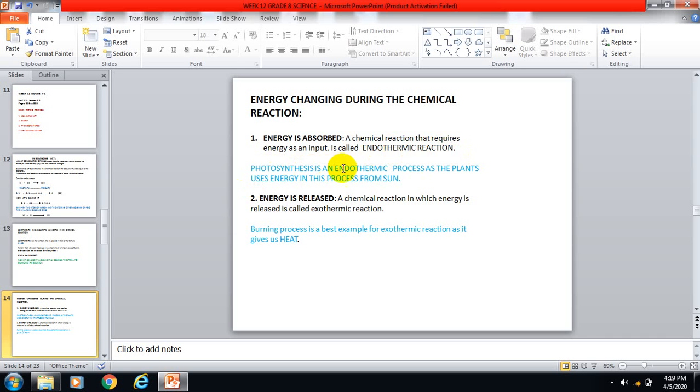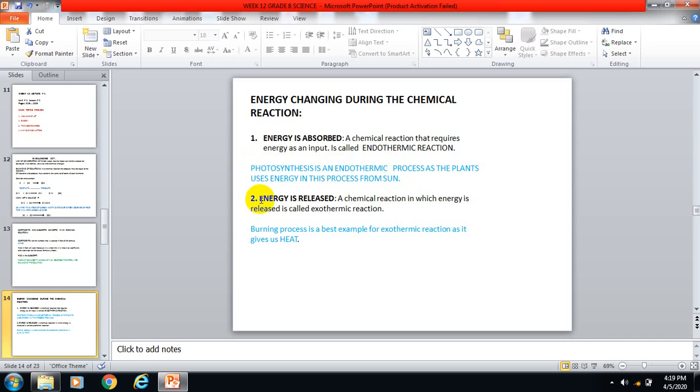Consider this example. Photosynthesis is an endothermic process. Why? Because the plants use energy in this process from the sun. The plants use sunlight, so they need energy from the sunlight. That's why it is an endothermic reaction. If this comes in the exam, whether photosynthesis is an endothermic or exothermic process, your answer must be endothermic process, because it needs energy.